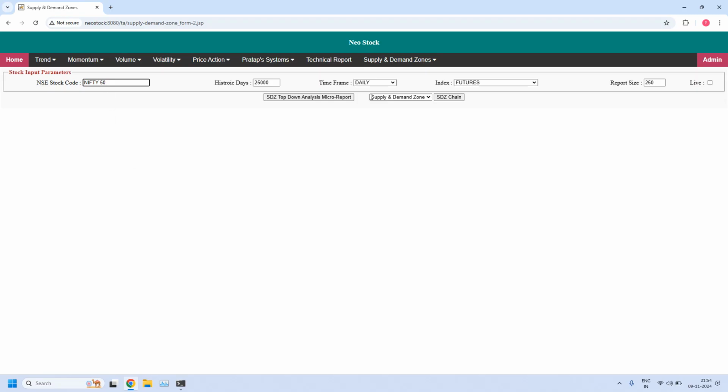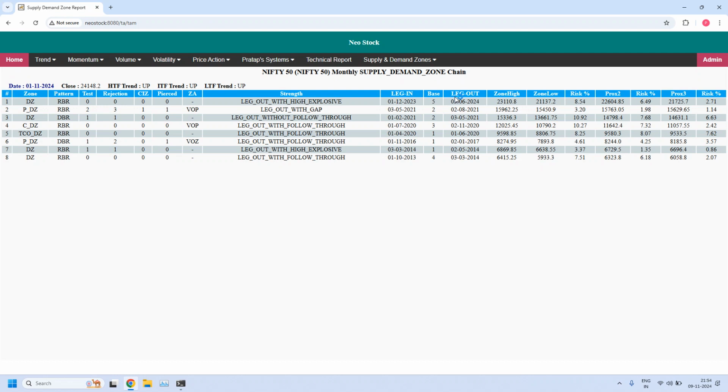Nifty 50. Let's start with the monthly time frame, generating monthly supply demand zone chain for Nifty. So this is monthly supply demand zone chain for Nifty. Look into the zone column to find high liquidity zones. Look into the pierced column to check if any of these zones are pierced. If the pierced count is 0, it is not pierced. If it is more than 0, it is a pierced zone. That way you have to understand.